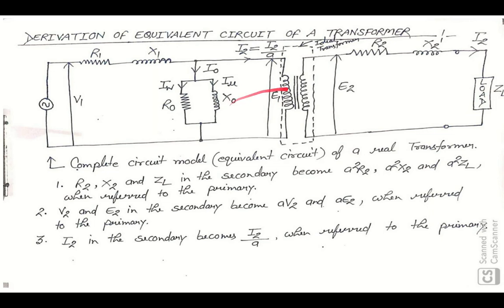So here you can see the equivalent circuit with all secondary values referred to the primary. This circuit is called the exact equivalent circuit of the transformer referred to the primary. So this is your equivalent circuit of a transformer.